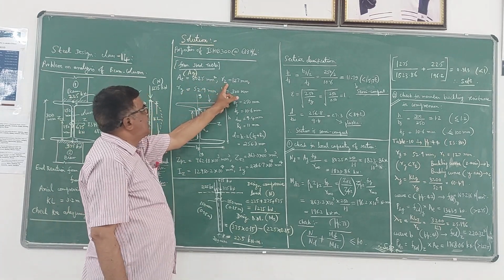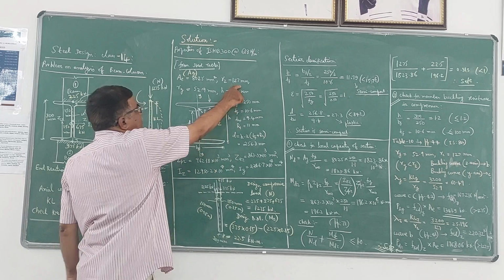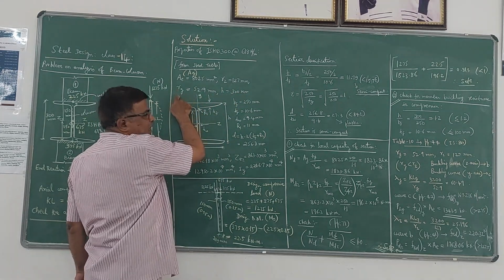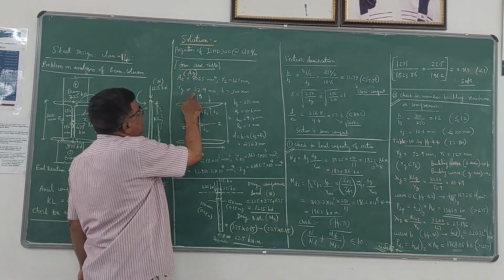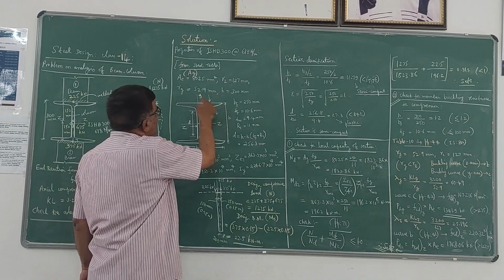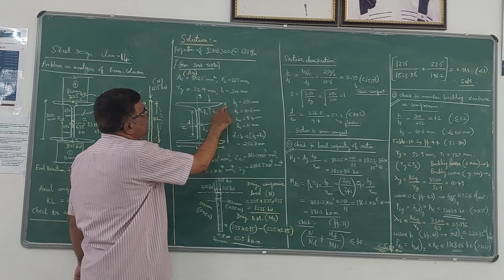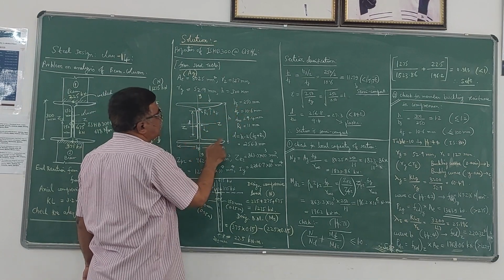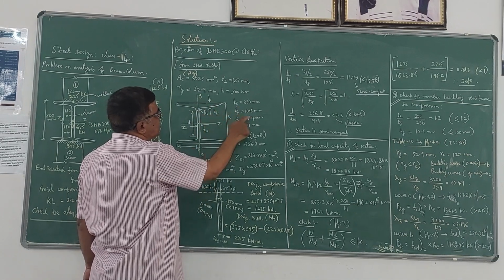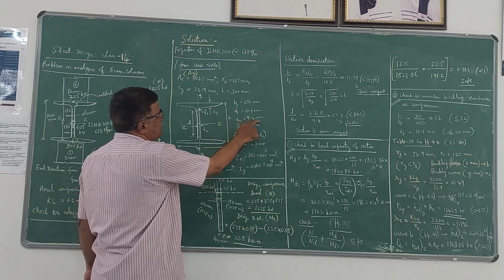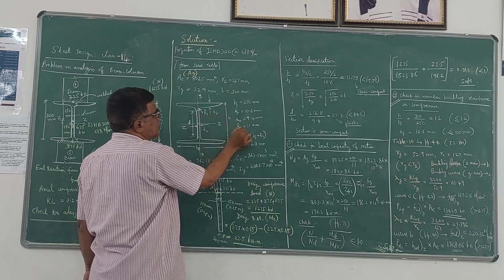Radius of gyration along z axis is 127 mm, RZ. RY, radius of gyration along y axis, 52.9 mm. Total depth of the section is 300 mm, H. Then width of flange 250 mm. Thickness of flange 10.6 mm. Thickness of web 9.4 mm. Radius at root is 11 mm.